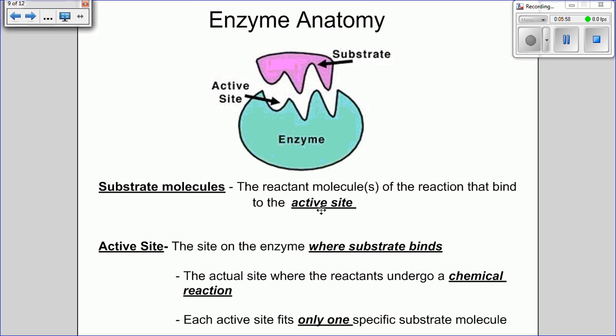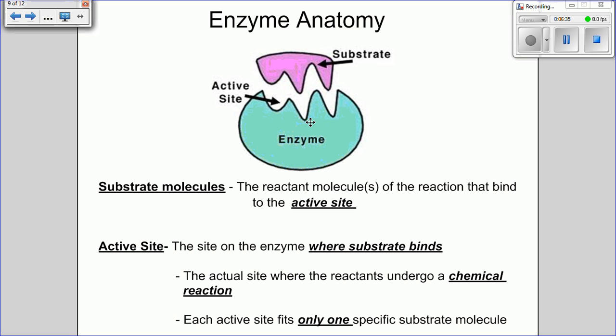Now your active site is the other part that's very important here, because if you notice, each substrate molecule has a specific shape. Each active site is specifically designed, or it has its own specific shape that causes it to be specific for one substrate molecule, meaning that this enzyme is only meant to speed up the reaction of this particular substrate or reactant. Any other substrate will not fit or bind to this.